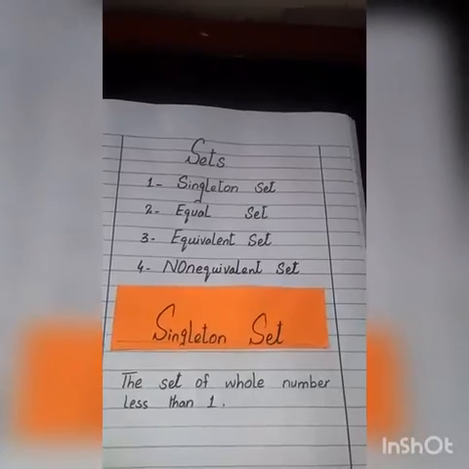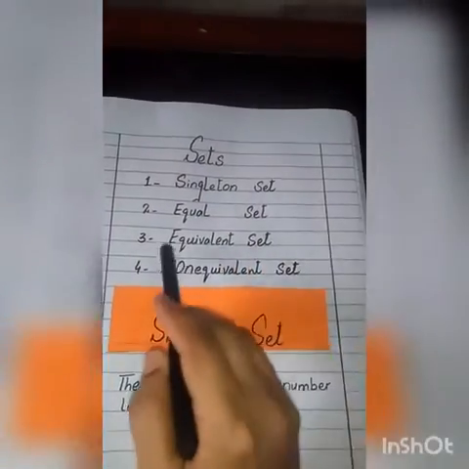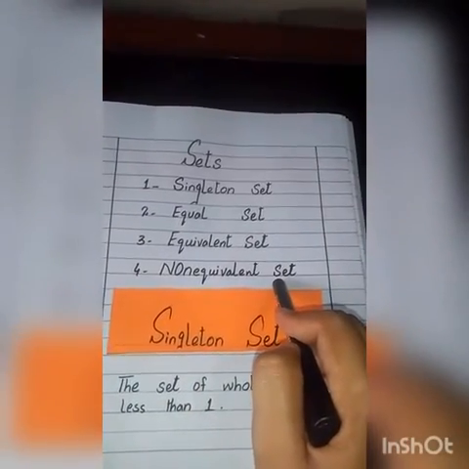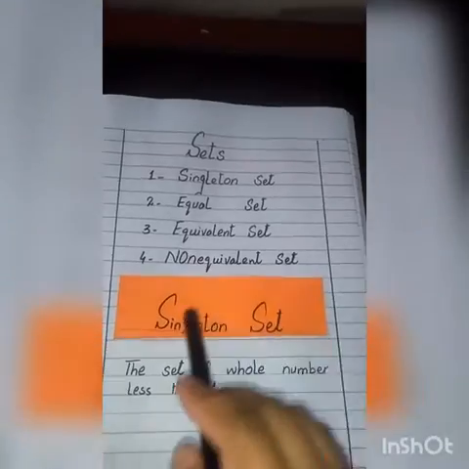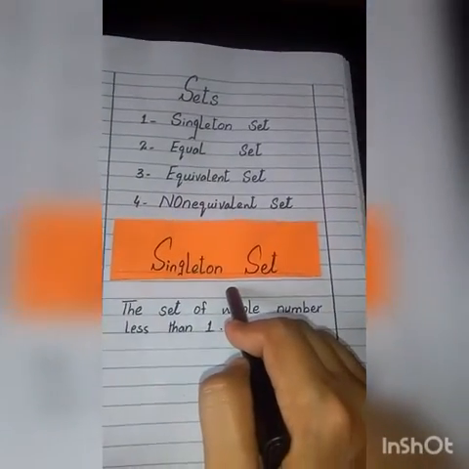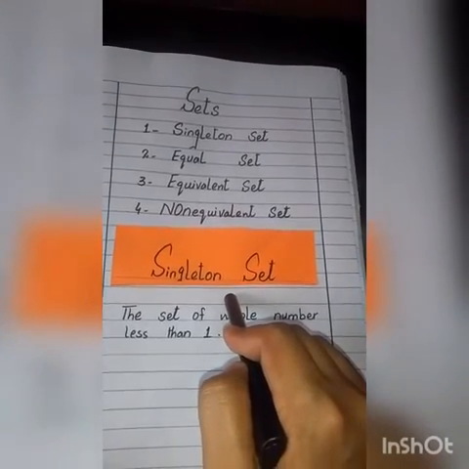In our today's lecture, we discuss the singleton set, equal set, equivalent set and non-equivalent set. We discuss these sets one by one. But first we discuss singleton set. What is singleton set? A set having a single element is called a singleton set.